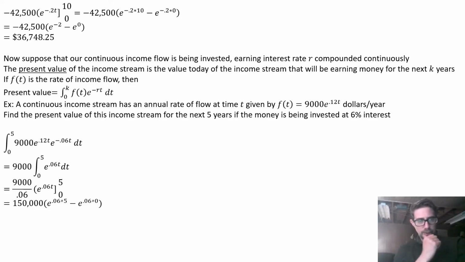Again, just plugging and chugging. e to the 0.06 times 10 minus e to the what turns out to be 0, and e to the 0 is just 1. So that gives you e to the 0.6 minus e to the 0, which, again, just trust your calculator. Double check. I would do the rest of this all in your calculator. That's what that gizmo is worth to us today, $52,478.82. So really, that's what we should sell it for, ideally. Okay, so that's present value.